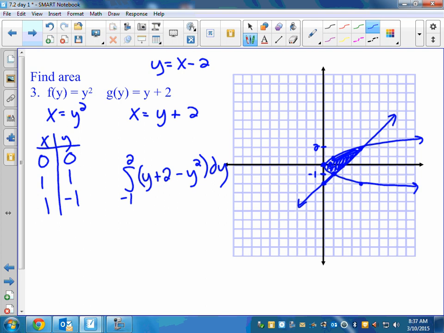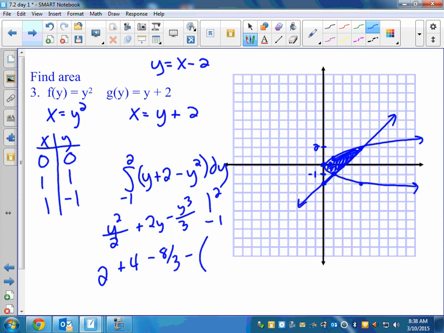Now we're just going to integrate it. So we're just going to say y squared over 2 plus 2y minus y cubed over 3 from negative 1 to 2. So that would be 2 plus 4 minus 8/3 minus 1/2 minus 2 plus 1/3.